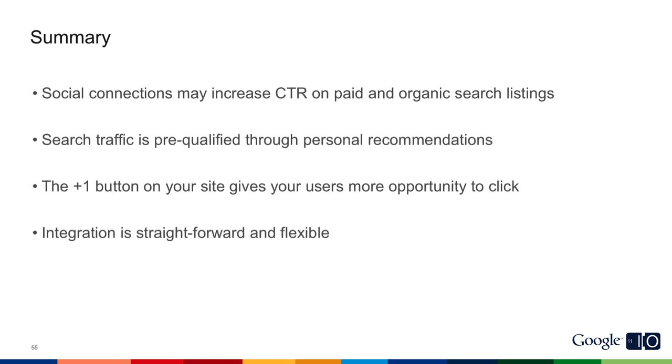All right, I have a summary slide. Told you it was quick. Social connections may very well increase CTR on both paid and organic search listings. When users see that annotation, we think they may be more likely to click that result than any other. And research shows that that's probably true. Search traffic is pre-qualified through personal recommendations. So remember, publishers tell us traffic from Google.com often converts more than traffic from other sources. Add in a recommendation from my father to that, and I'm much more likely to convert.